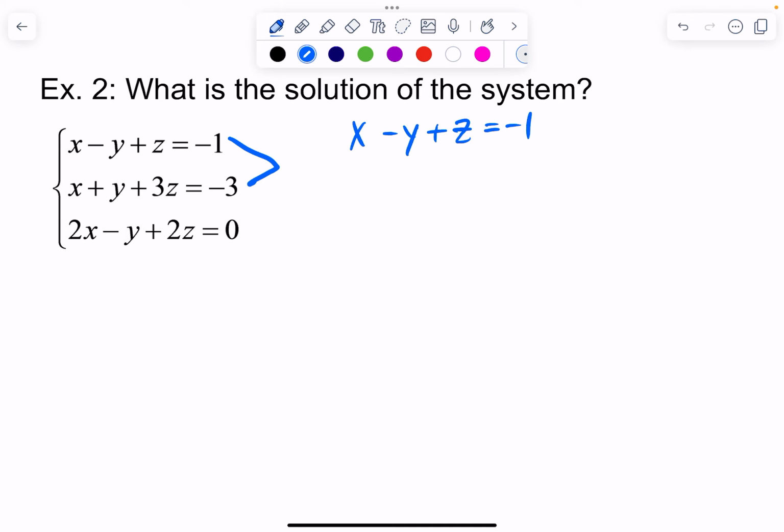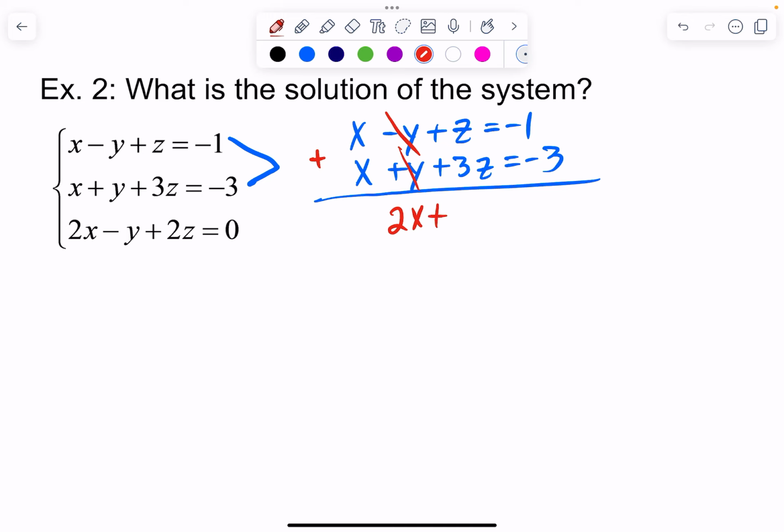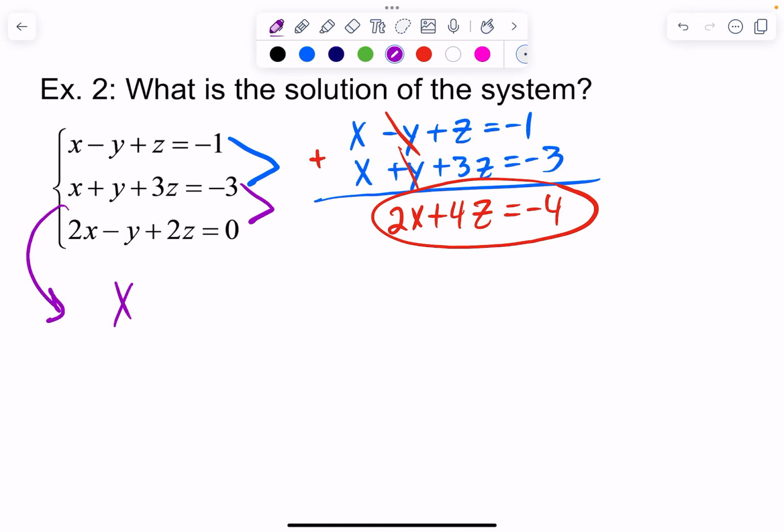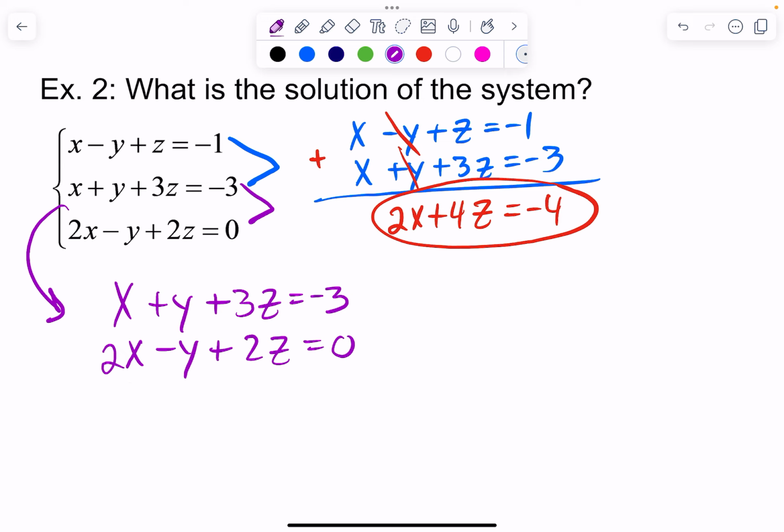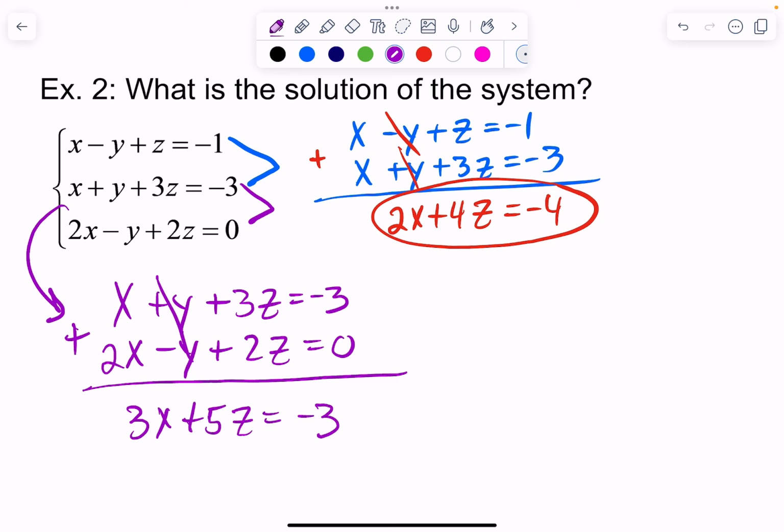And I want to eliminate one variable. For me, the easiest variable in this particular case to eliminate is the y. So when I add these, I'm going to have 2x plus 4z equals negative 4. Then I'm going to take the second and third equations. And once again, I have to eliminate the y here, because whatever you do to the first step, you must eliminate that same variable. So when I add these, I've got 3x plus 5z equals negative 3.